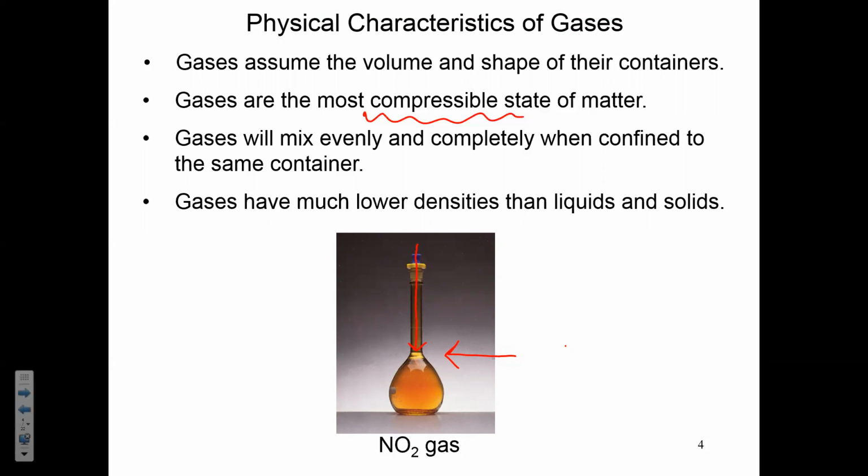The other thing is that gases have much lower densities than liquids and solids. So gases are much lighter. And that makes sense, right? If we look at water vapor versus just flowing water, our water vapor is lighter. Flowing water is going to be more dense. We know it's heavier. So the gases are always going to have lower densities as well.